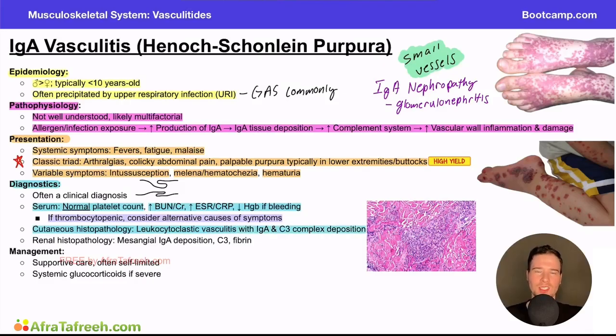And this should make sense to us, right? This is an overactive response of IgA. If we think back to our pathophysiology here, too much IgA production, what happens? Complement system is activated. Where are those things depositing? They're depositing in the tissues.